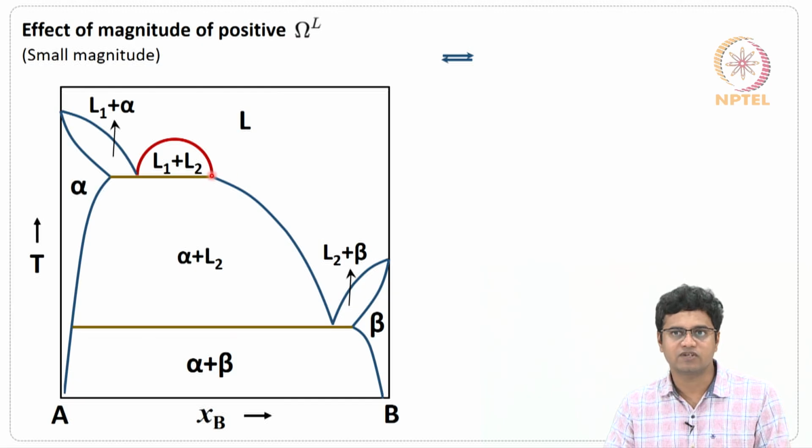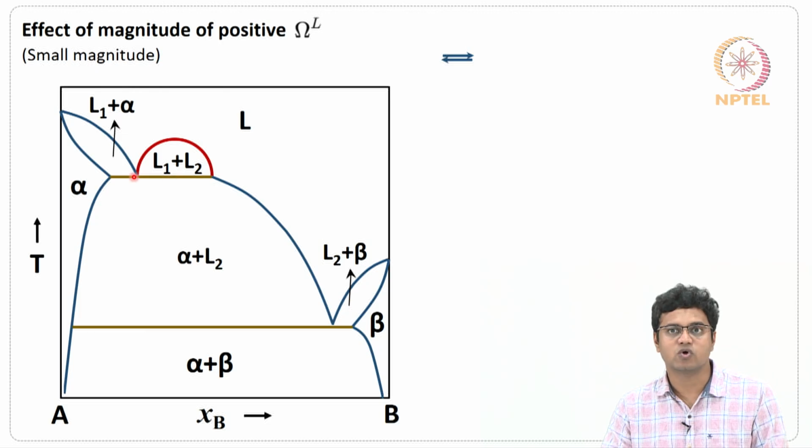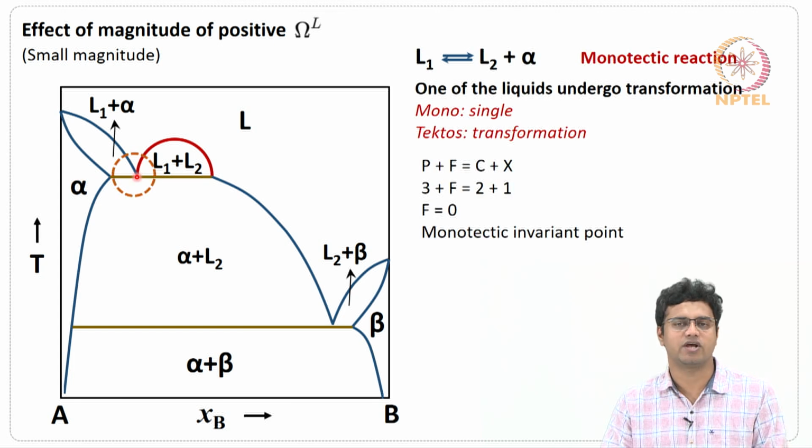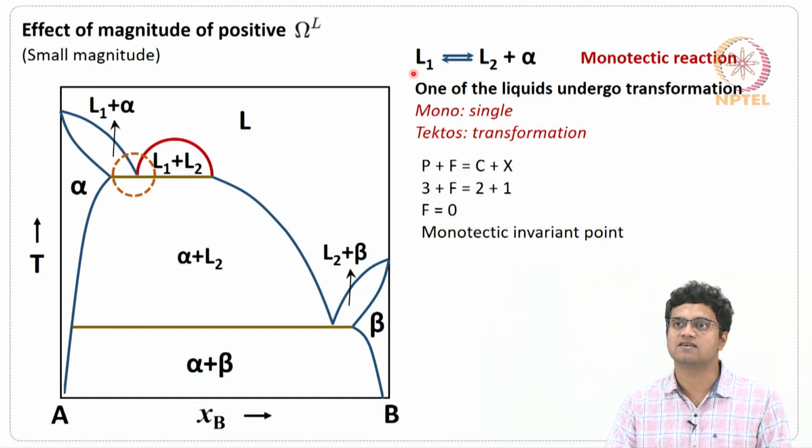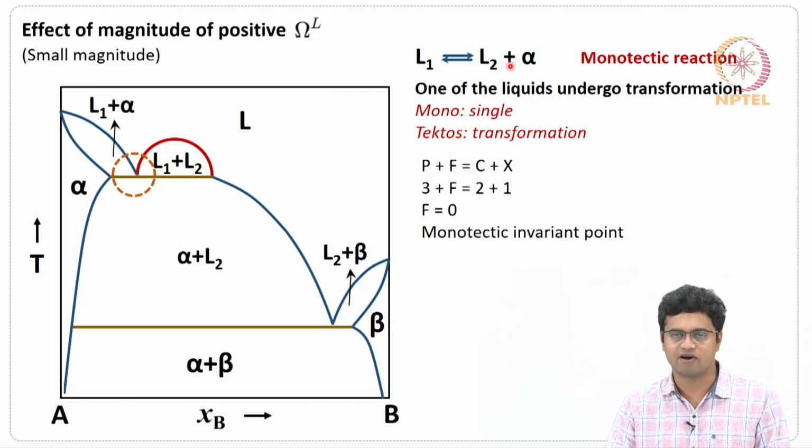Okay, so one end of the tie line is L2, another end is L1, because one is single phase, another one is here also single phase, and the tie line passes through a two-phase region. That's the characteristic of a tie line. So L1 of this composition transforms into L2 of this composition. This happens at this particular temperature, this particular isotherm. It means this point is an invariant point. Now let's do that exercise. L1 gives L2 plus alpha.